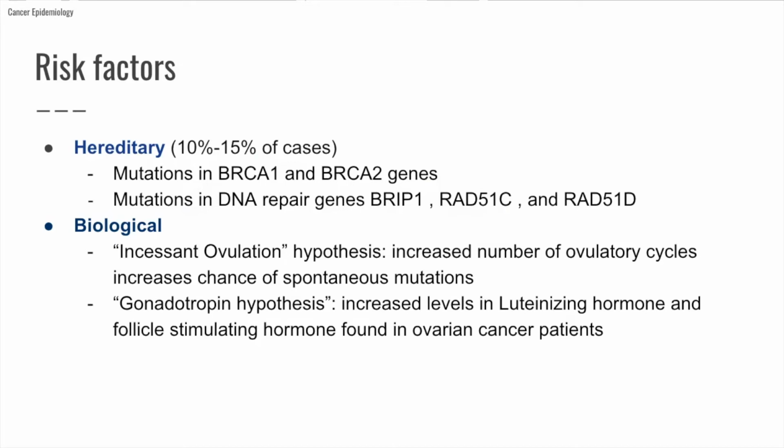In the biological reasons, there's the incessant ovulation hypothesis, which is that an increased number of ovulation cycles means an increased chance of spontaneous mutation, and the gonadotropin hypothesis, which is increased levels of luteinizing hormone and follicle stimulating hormone found in ovarian cancer patients. So the older someone is, the more likely these mutations can happen for the biological reasons. But we're going to focus more on the hereditary BRCA1 and BRCA2 genes.